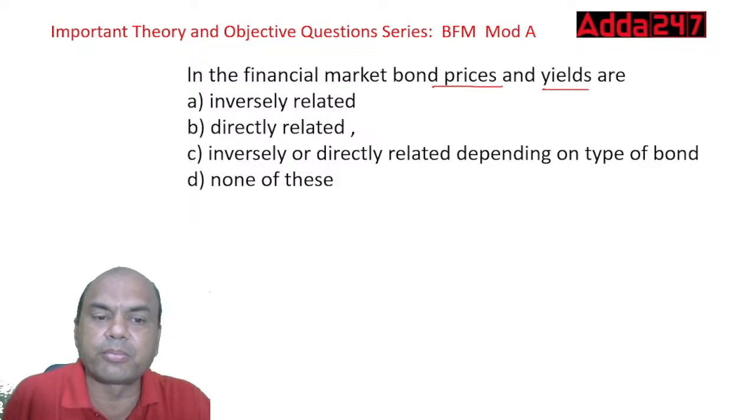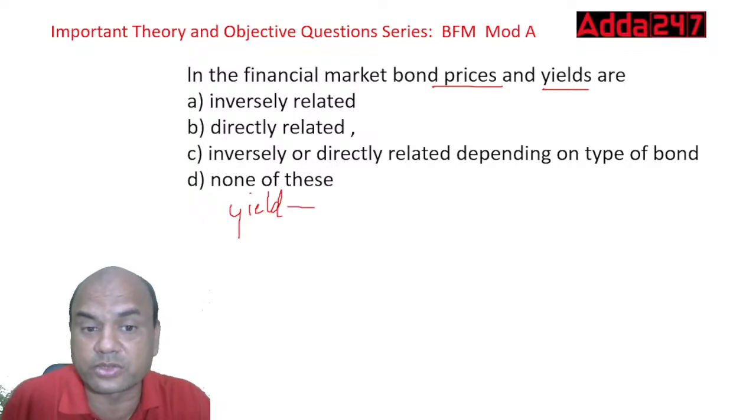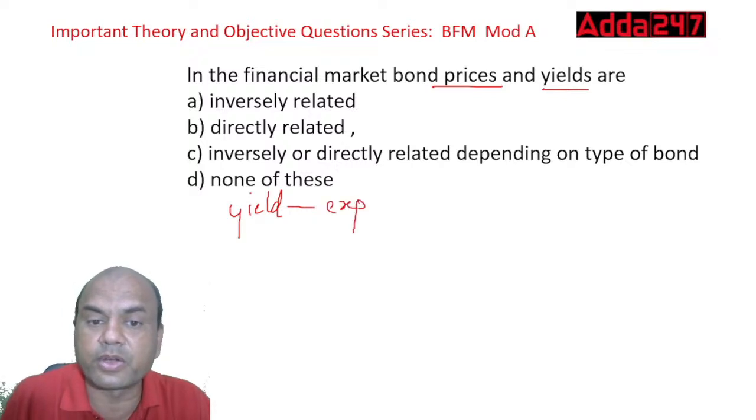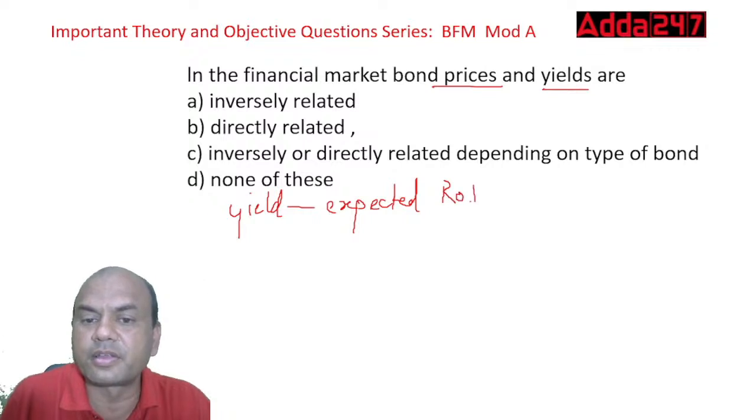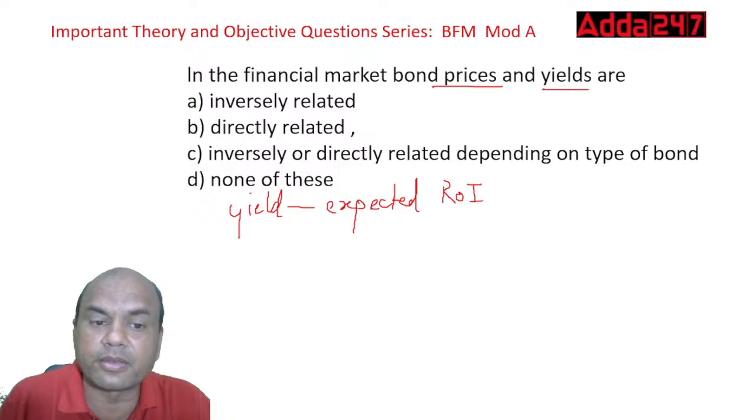Once remember the price and the rate of interest, yield we call it. Yield means what? It's the expected rate of interest. Here, what is yield? You need to understand that also. Expected rate of interest, expected ROI. That is yield. There are two rates always in any bond: one is coupon and second is yield, right?